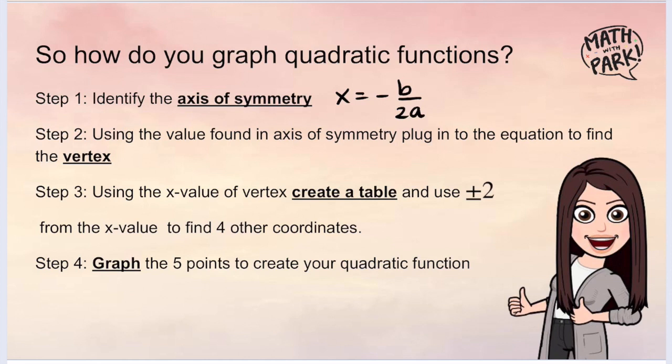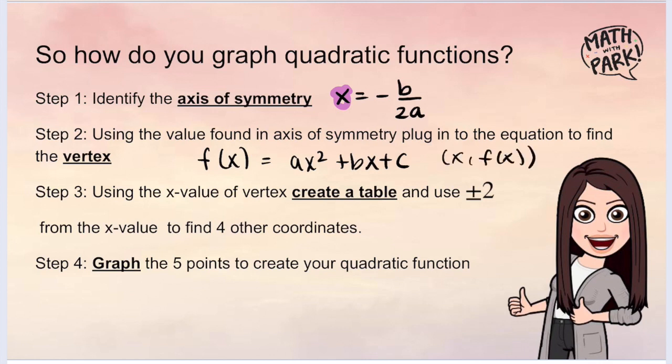Then, step 2, using the value found in the axis of symmetry, we're going to plug in the x value into the equation to find the vertex. So when you plug in the x value from your axis of symmetry into your function of ax squared plus bx plus c, then you'll be able to find the x value and f of x value, and that is your vertex.